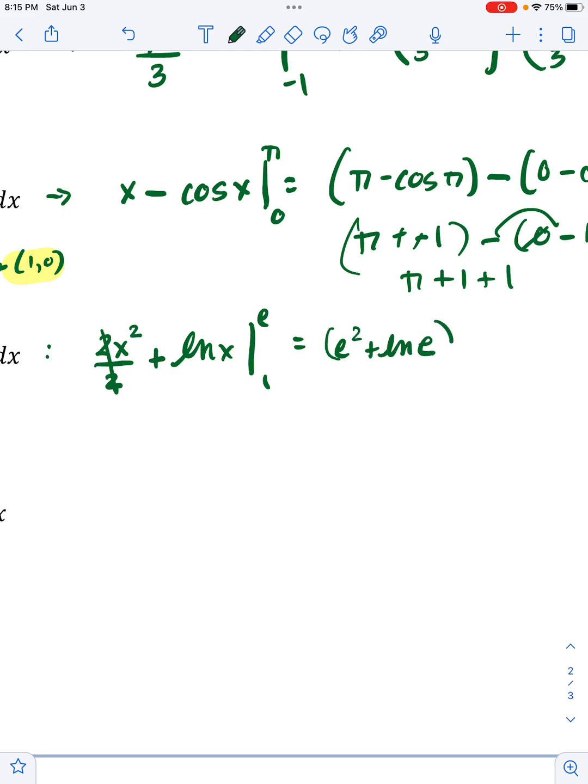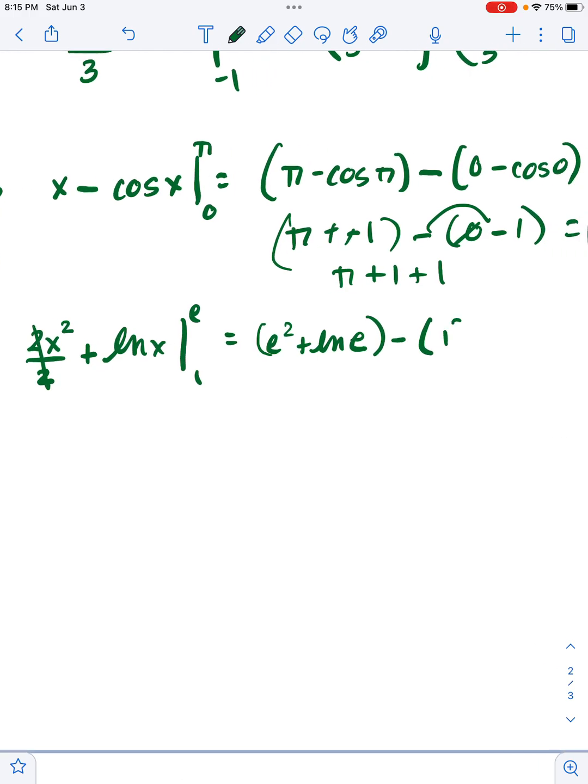So we plug in e squared plus ln e. And then we're going to take that minus, now we're plugging in the lower limit of 1 squared plus ln 1. So use your big brain. E squared is e squared, but ln e is asking you e to what power is e, so ln e has a value of 1.